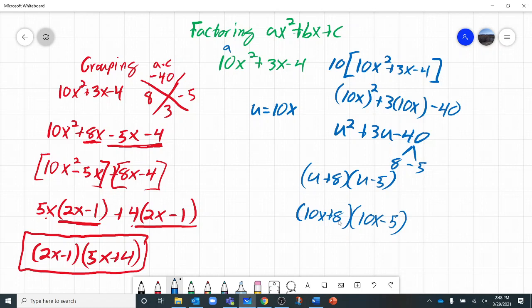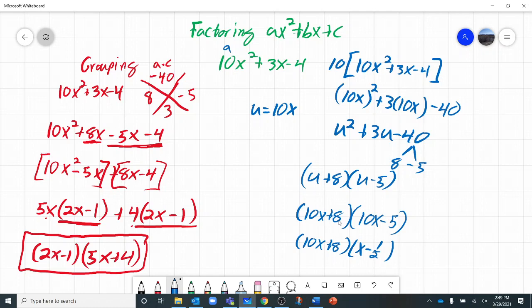Now, this is where it's a little unclear what to do. So we need to pull out that 10 that we put in at the beginning, and we could do it from either parenthesis. I'm going to say that the one that has factors of 10, or products of 10, this 10x minus 5, is probably going to be the easier one, but we don't end up with the greatest answer at that point. We have 10x plus 8 and x minus 1/2. And we don't really like that very much.